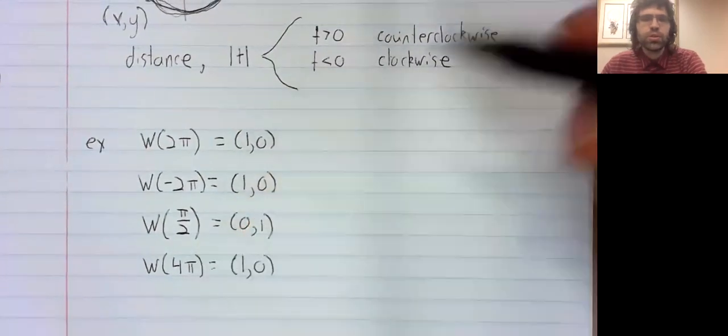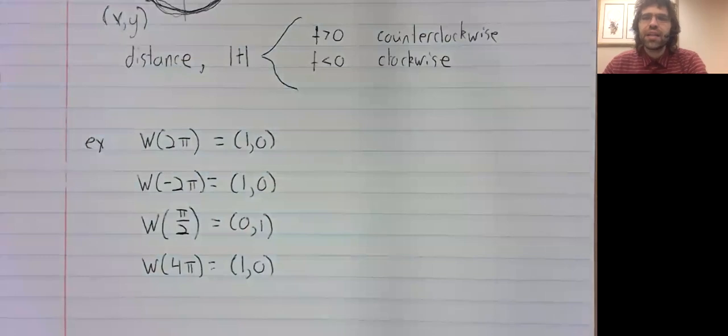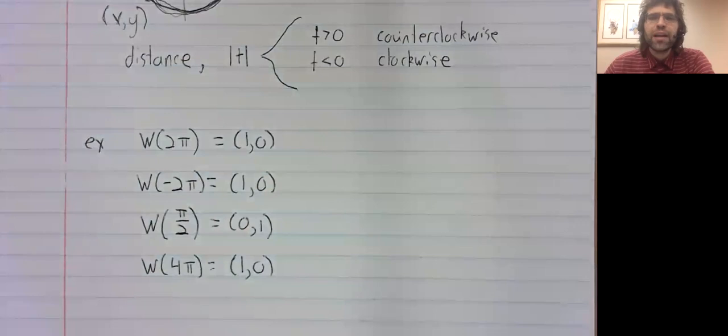So this input gives a perfectly valid output. Any real number does. Whether it's positive or negative, that just controls the direction. Whether it's an integer or a fraction or some ugly decimal, we can walk that many units and wind up somewhere on the unit circle.